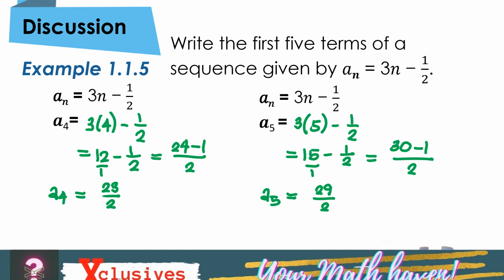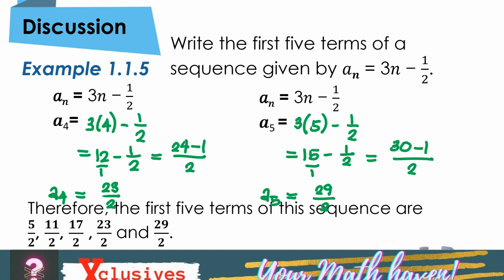So, let's review. What are the first 5 terms of this sequence? Here we go. We have 5 over 2, 11 over 2, 17 over 2, 23 over 2, and 29 over 2. So that's it. We're done with our discussion.